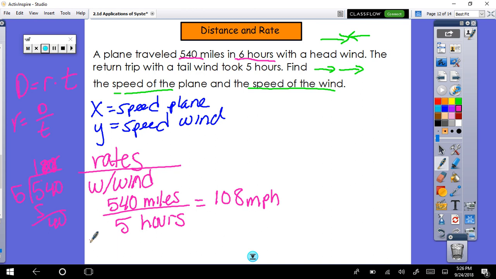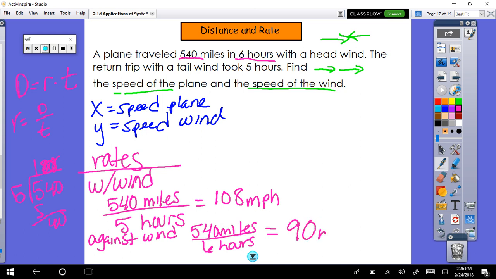The other rate is against the wind. So that was with the wind. Now when we're going against the wind, I went 540 miles, but it took me 6 hours. So 540 divided by 6 is 90 miles per hour. So I have my two rates here. Then here comes my equation now. So the speed of the plane plus the speed of the wind, so that's when they're working together. When it took 5 hours together, they were going 108 miles per hour.